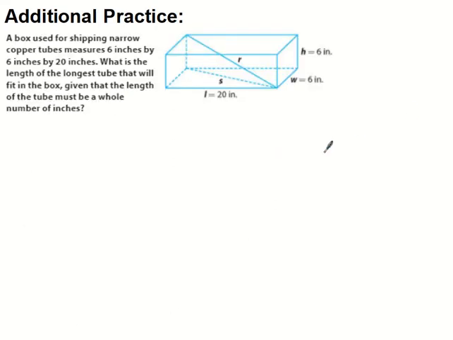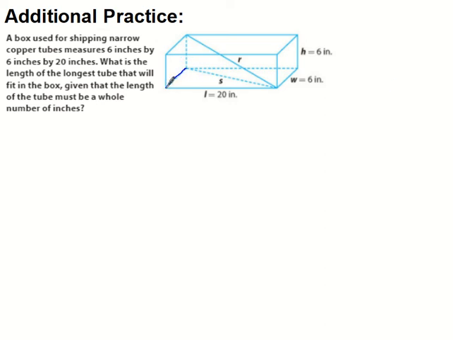All right, so we have a box that's used for shipping narrow copper tubes, measuring 6 inches by 6 inches by 20 inches. So length, width, height. What is the length of the longest tube that will fit in the box, given that the length of the tube must be a whole number in inches? So if you notice the bottom right here, it's made a triangle for us.